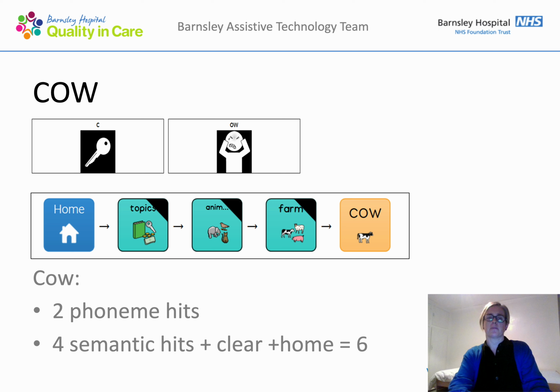On a standard symbol system, so I've just selected one here, but this could be any symbol system, you would usually go something like home to topics, maybe to animals, to farm animals, and then to cow. And then you would need to do a clear and a home button. And that would be 4 semantic hits plus 2 functions, so 6.